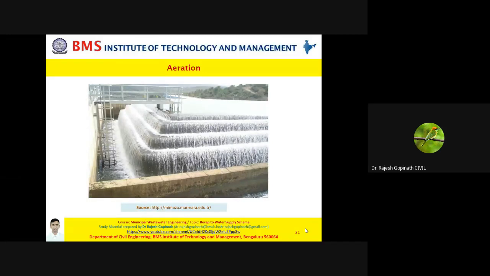In a similar manner, when oxygen enters the water, it may undergo oxidation. Rather, I would say it can trigger oxidation of any impurity. So once oxidation of any impurity takes place, its original state has changed. When its original state has changed, then obviously the color, odor, and taste are also eliminated.